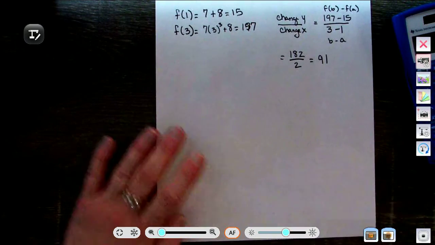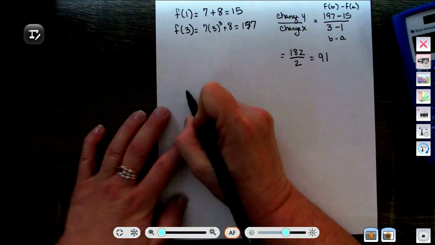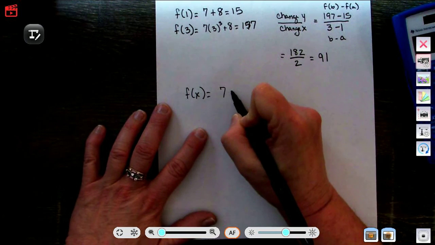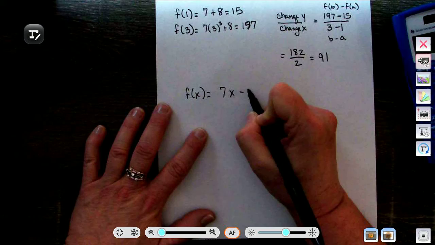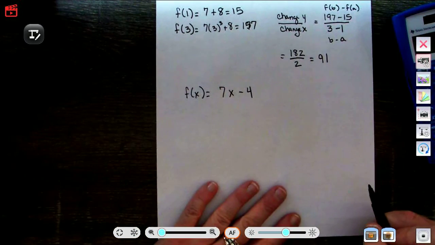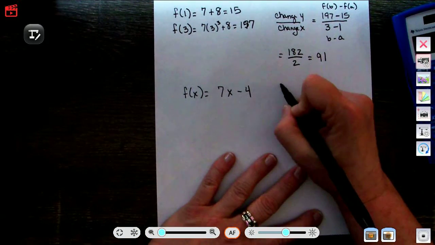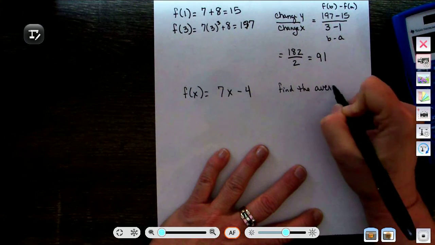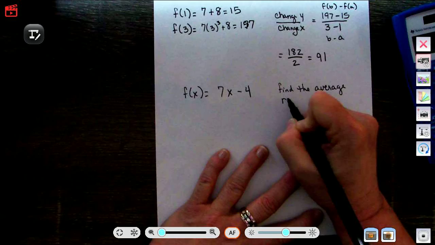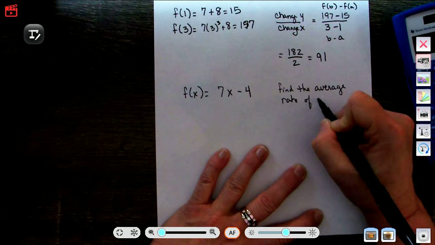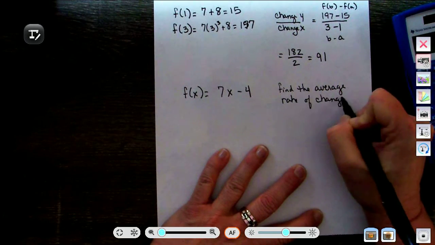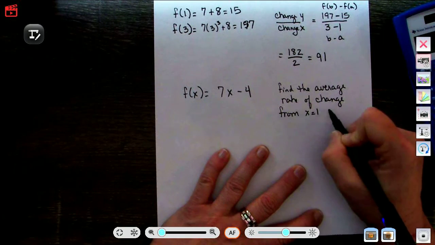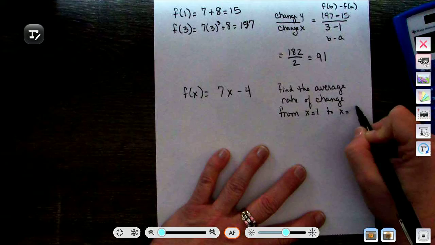All right, one more problem. Let's look at a straight line. So let's look at f of x equaling 7x minus 4. And let's find the average rate of change from x equaling 1 to x equaling 5.